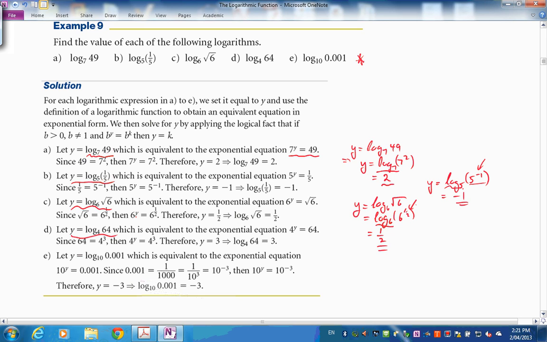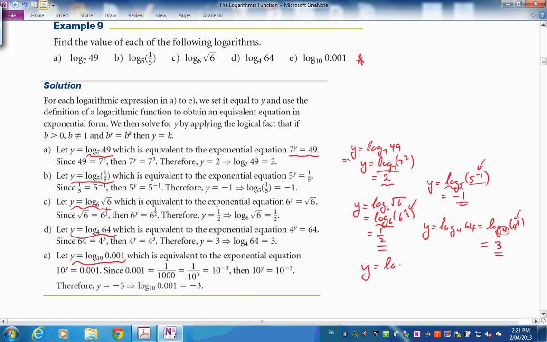Let's look at log to the base 4 of 64. I'm trying to write 64 as a power of 4. And is it? Well, I think it's 4 cubed. So therefore, what power is necessary to raise 4 to get this? It's already written that way. The answer is 3.